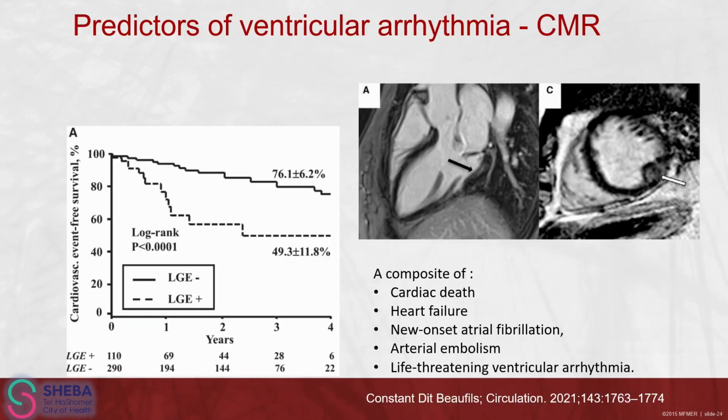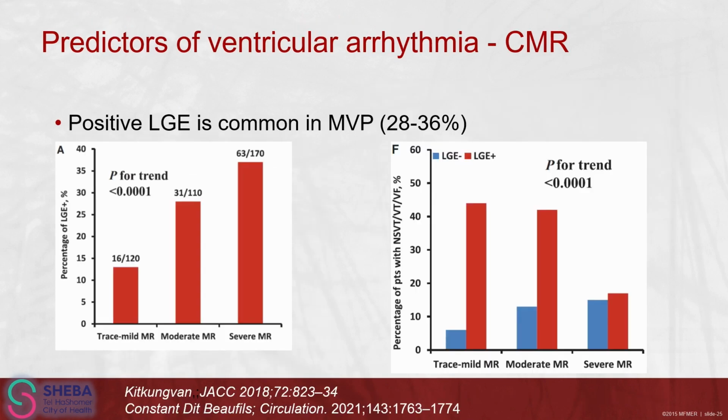MRI is also very important. We know that late gadolinium enhancement is predictive of adverse outcome, including arrhythmia. But like MAD, it also should not be overemphasized. It is a common finding. We can see it in about 30% of all patients with MVP. The prevalence of late GAD increases with the severity of MR. And so if we see a patient with very little MR and a lot of LGE, that is important. That may have a stronger discriminatory power to identify a high-risk patient.